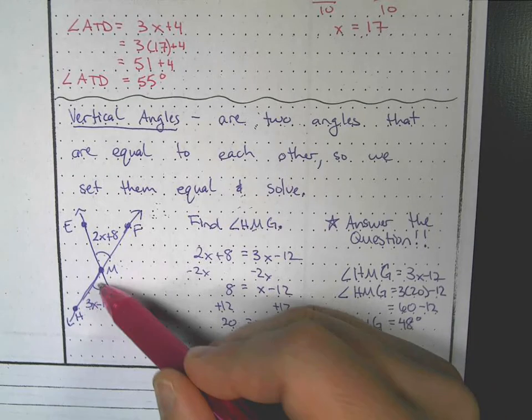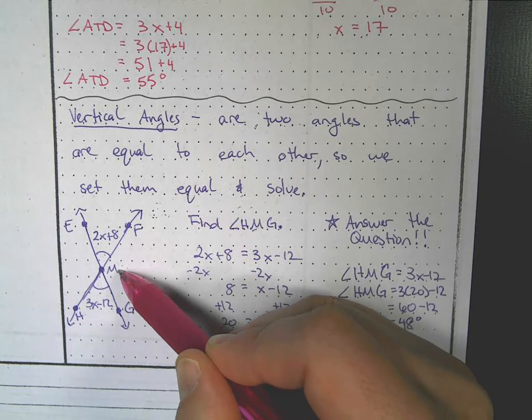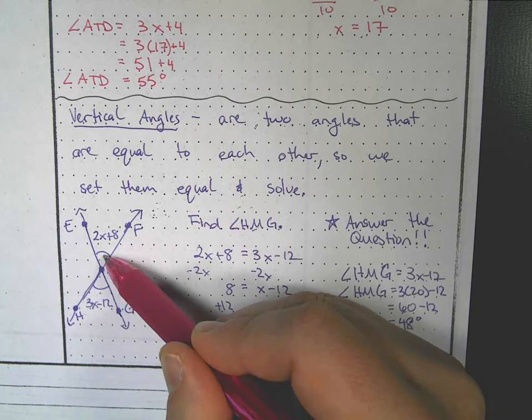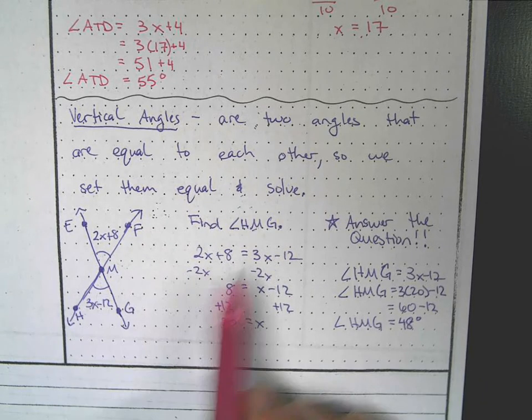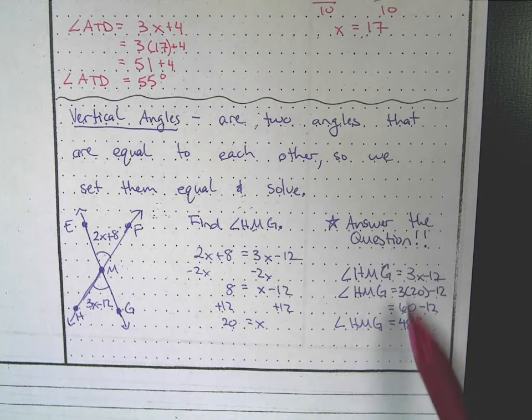Vertical angles are on opposite sides of a vertex from each other. Here's my vertex M, and then on opposite sides. So when they're on opposite sides, they are equal to each other. We solve, and then we make sure we answer the question. Plug back in to answer the question.